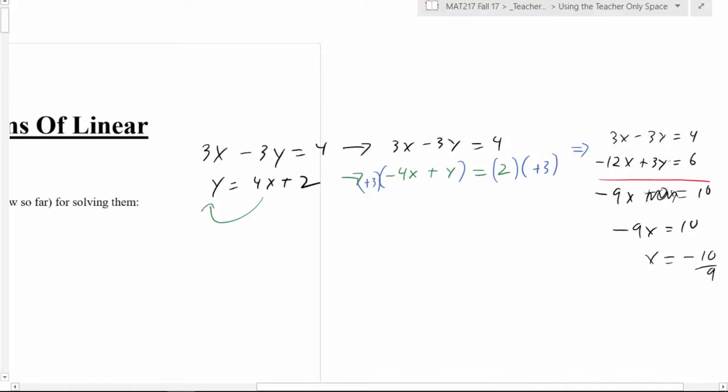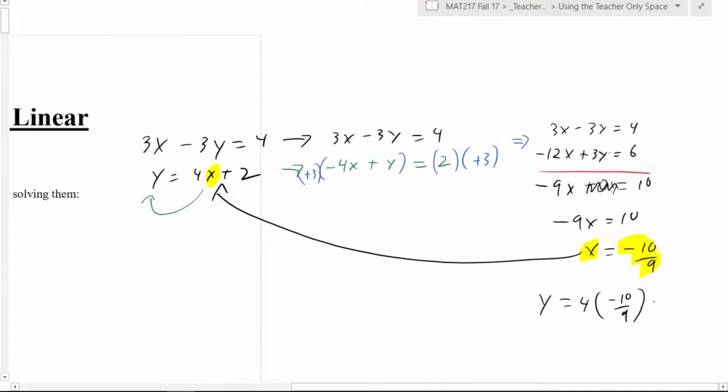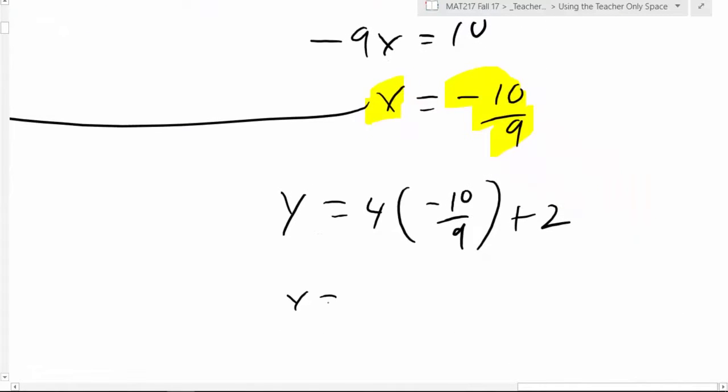So now we still can go to figure out y. So what we can do here is take our value for x, and we're going to go back to an equation where we had solved for y, right? Right over here. And what we're going to do is take that and substitute it into the x value. So therefore, I know y is equal to, and here's the x value right there, right? So y is equal to 4 times negative 10 ninths plus 2. So now when I go into here, let's just solve a little bit of algebra.